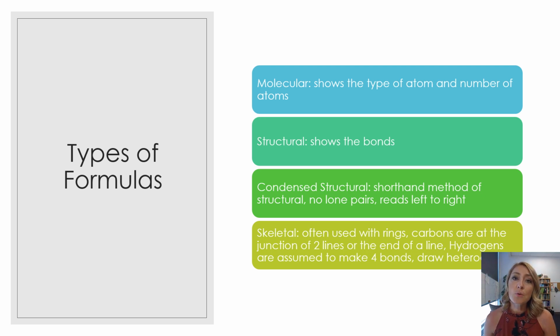Skeletal formulas are used more often by chemistry majors because they really are just the nitty-gritty bones of your structure. It's easy to draw, it's quick to draw, it doesn't include anything that can be assumed. We will be using skeletal whenever we're trying to show a cyclic structure or a ring structure. Carbons are found at the junction of 2 lines, and I'll show you what this looks like in just a few minutes, or at the end of a line. We assume there's hydrogens completing octets and making 4 bonds around each carbon. And we would include heteroatoms on there as well, so anything that's not carbon and hydrogen.